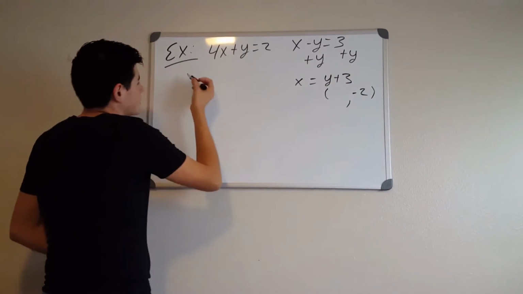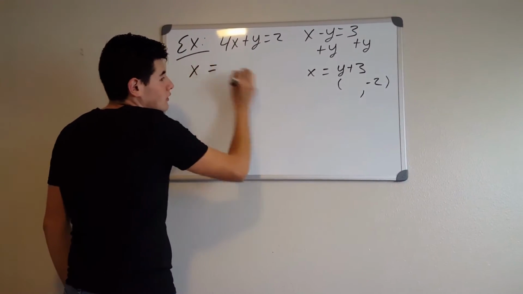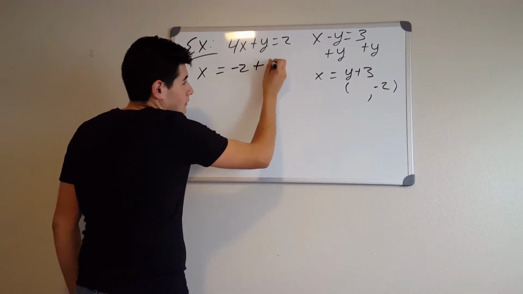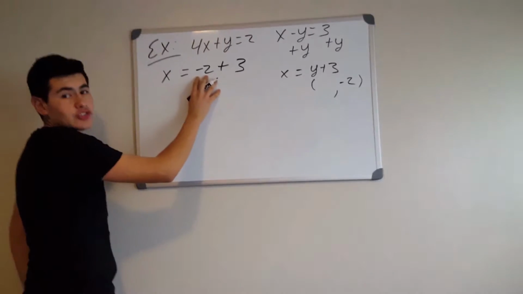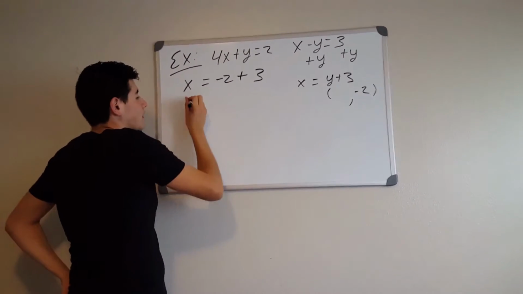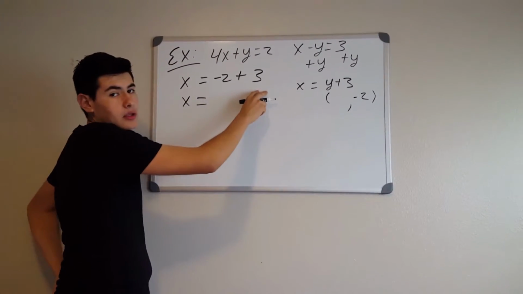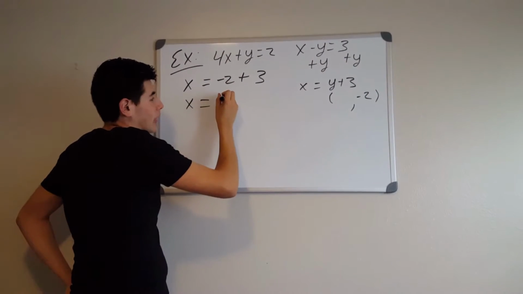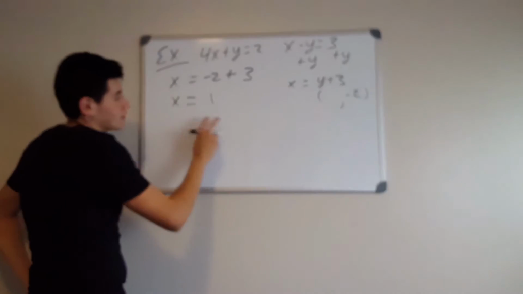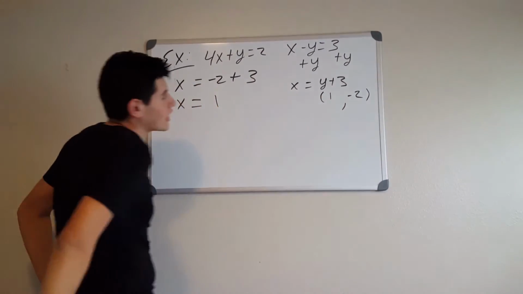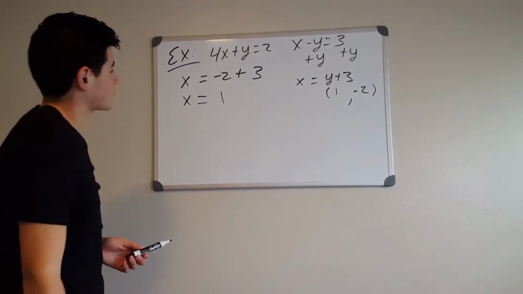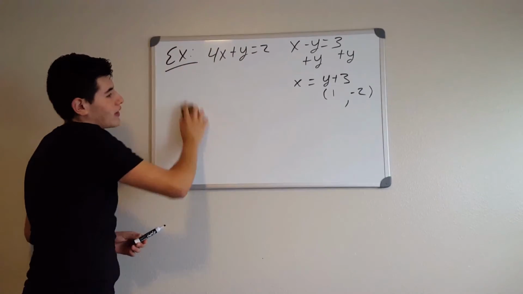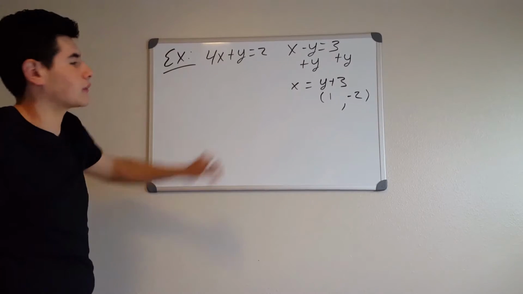So we have x is equal to negative 2 for y plus 3. Negative 2 apples plus 3 apples. So we have x is equal to... So the negative 2 plus 3 is equal to positive 1. So x is equal to positive 1. Boom. So now what we're going to do, I'm going to erase this now. What we're going to do now is plug them in to check our work, and then we're done.